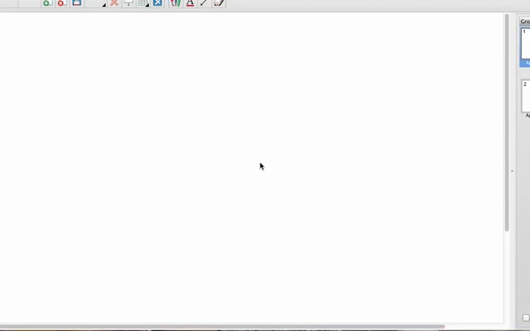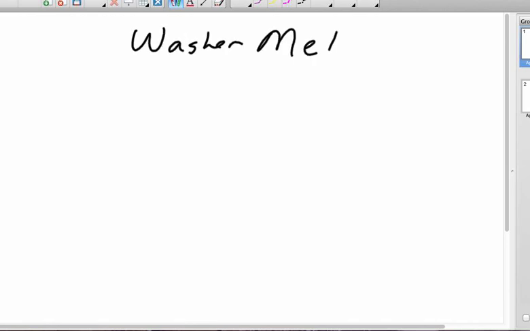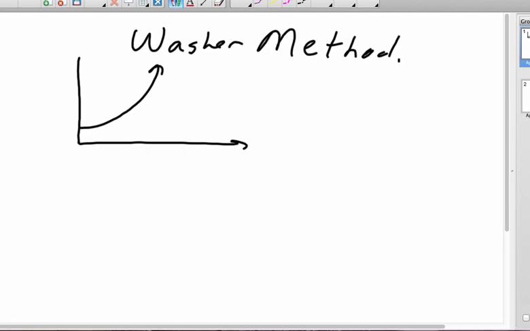Okay, so this is the second part of 7.2, and we're talking about the washer method. Again, we're dealing with volumes of rotation. What we did in the first part was deal with just one curve like this, and we would rotate it around the x-axis between two points.